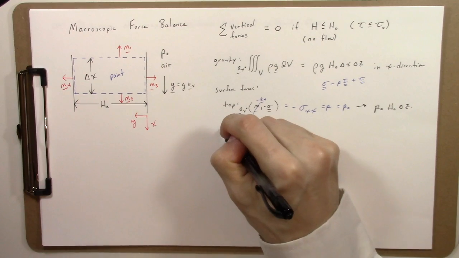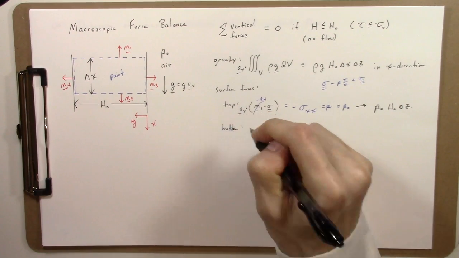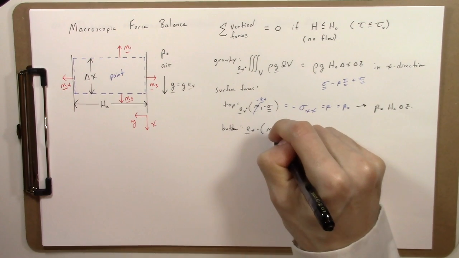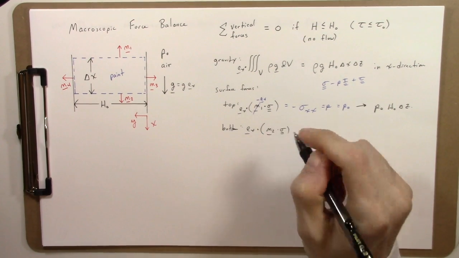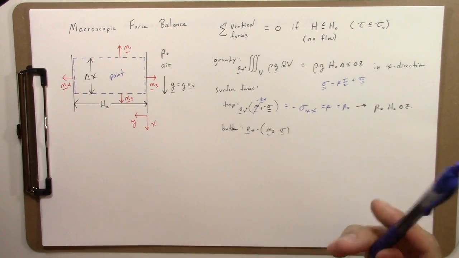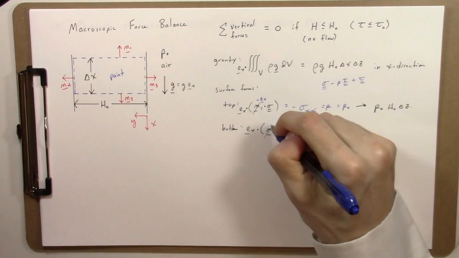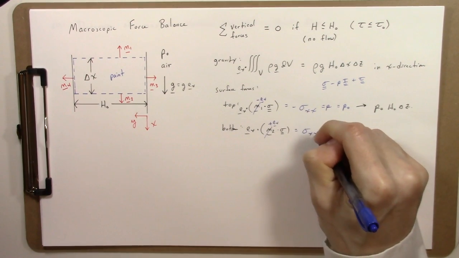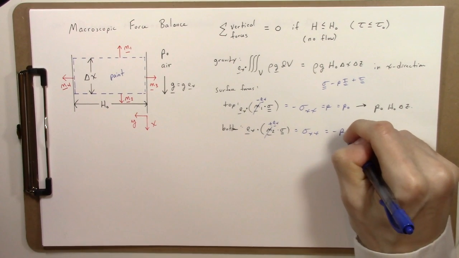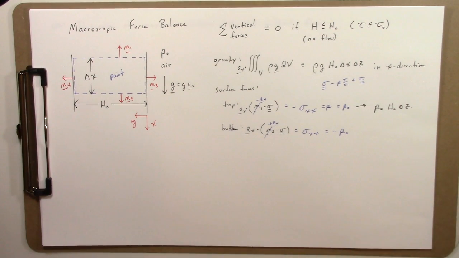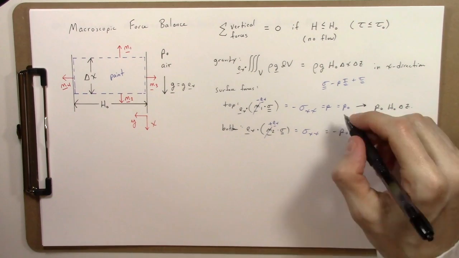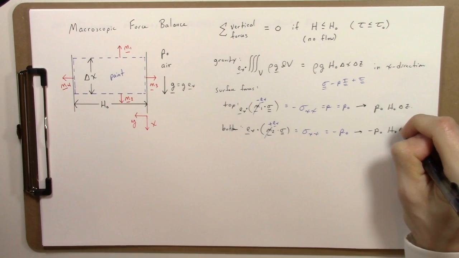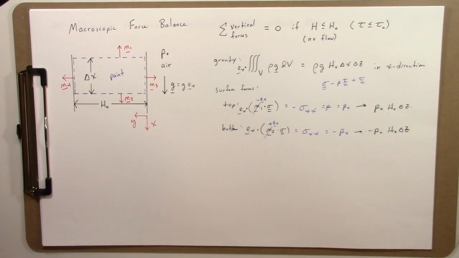When we look at the bottom, well, we want the x component of the stress, and the stress is n₂ dot σ. On the bottom, n₂ is in the plus x direction, so n₂ is simply plus e_x. So you want σ_xx, which is minus p, and therefore equal to minus p₀. And so the force on the bottom becomes minus p₀ times the area, h₀ Δz.